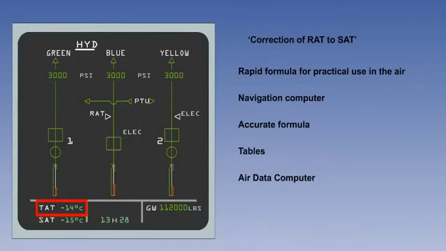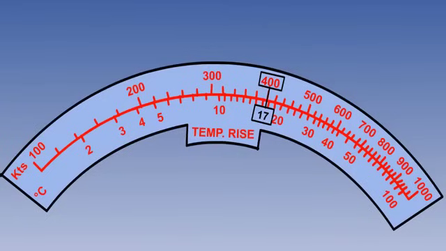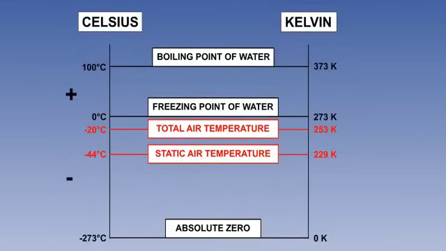The indicated temperature can be converted to static air temperature by the following methods. The simple formula should only be used in the air. It is not accurate enough for exams. The nav computer is the recommended way to find ram rise in exams and is used in multi-crew aircraft if no air data computer is fitted. The accurate formula may be the only way of solving some exam questions. It is also the basis on which the navigation computer, the tables and the air data computer solutions are calculated. It uses the Kelvin or absolute scale.